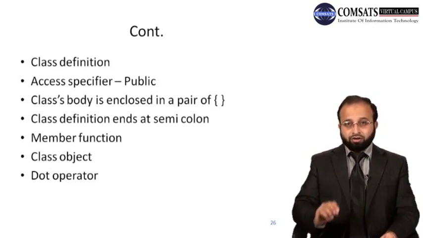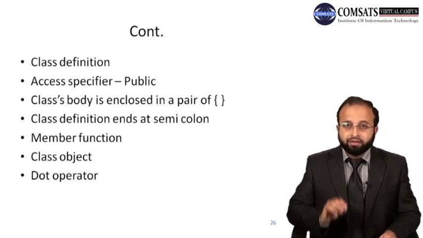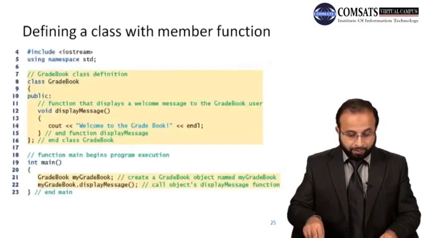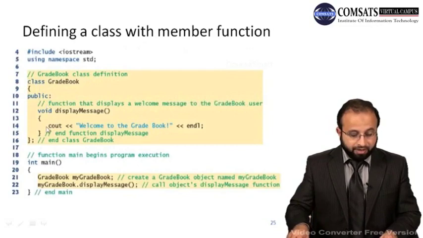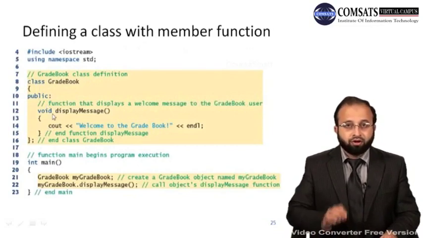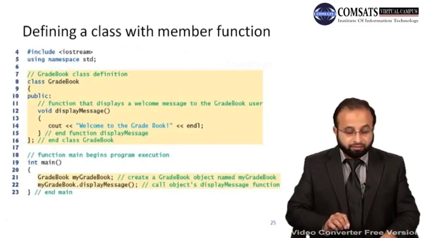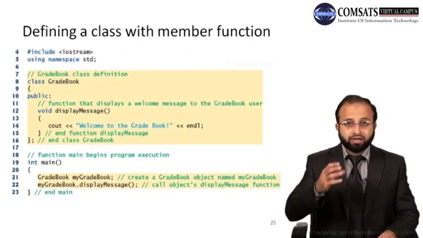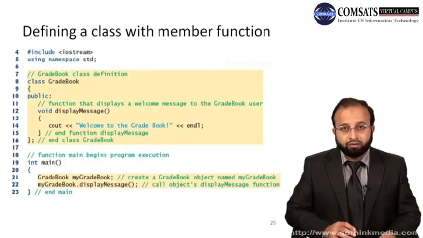The dot operator is used with the object to access the public member functions of that class. Let me repeat it. The dot operator is used with the object of that class to access the public member functions of that class. So everything that is public is accessible using the object of that class. That means that everything that is public is accessible outside the class, but using the object.